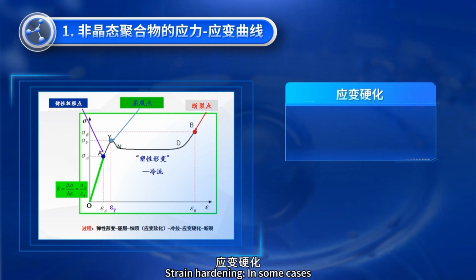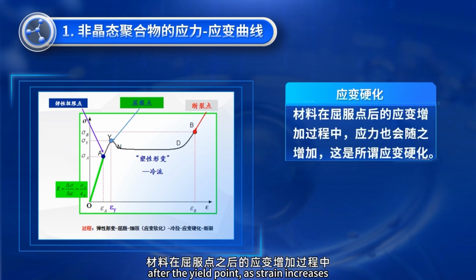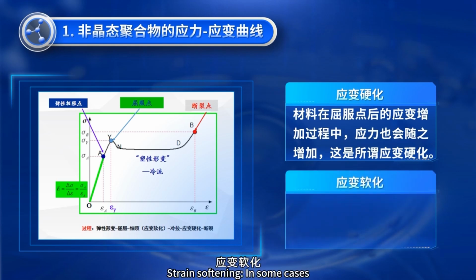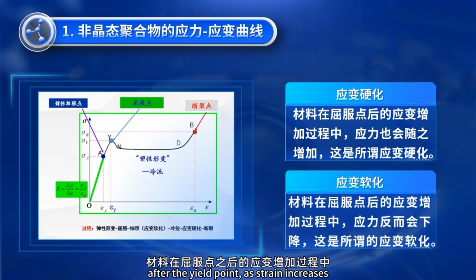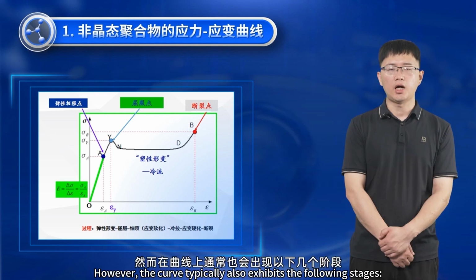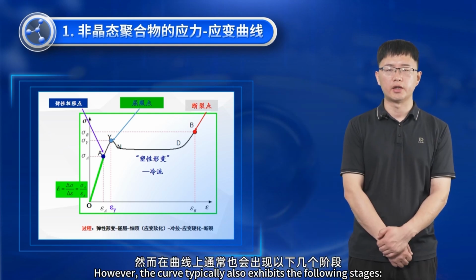Strain hardening, in some cases, after the yield point as strain increases, stress also increases. This is known as strain hardening. Strain softening, in some cases, after the yield point as strain increases, stress actually decreases. This is known as strain softening. However, the curve typically also exhibits the following stages.